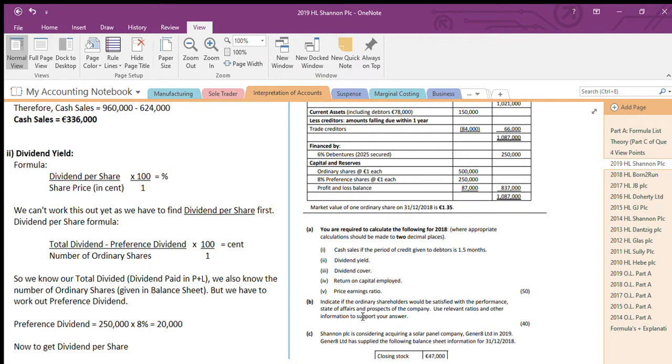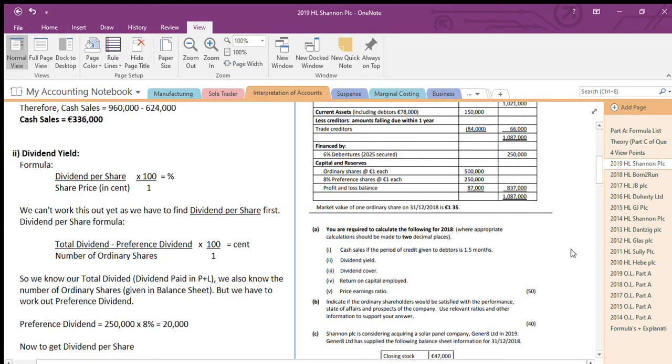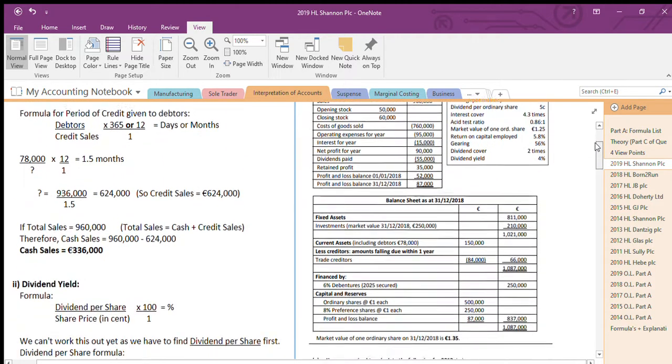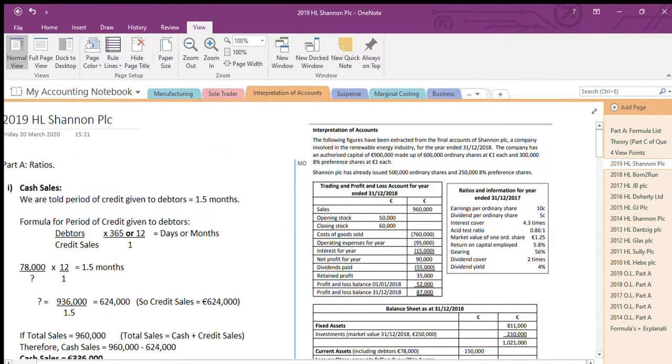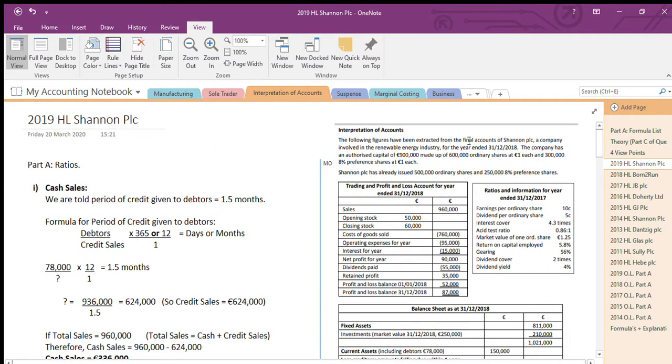So again, one way they could ask you is from an ordinary shareholder, and that would be slightly different compared to if it was a debenture holder or a bank manager or a new shareholder. So that's just a background. What we're doing is we're finding certain ratios under certain headings for this year and comparing them to last year. So I think it's always best to go through an actual concrete example. So this is our concrete example.